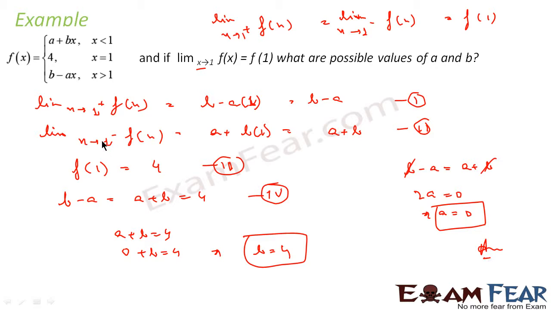We were told that the left hand limit, the right hand limit and the value of the function at x is equal to 1 are equal. So we have found the values of left hand limit, right hand limit and f of 1 and we have equated them to get the answer.